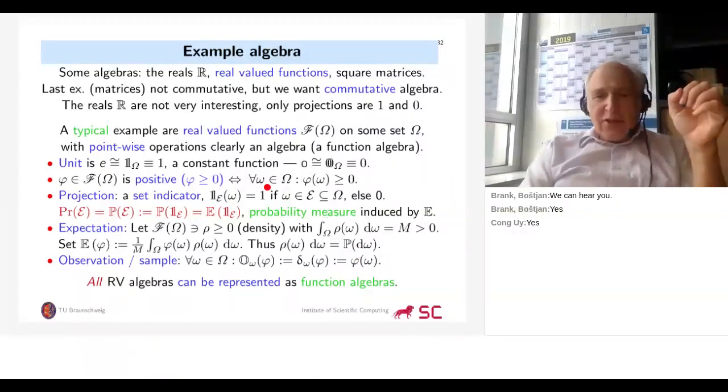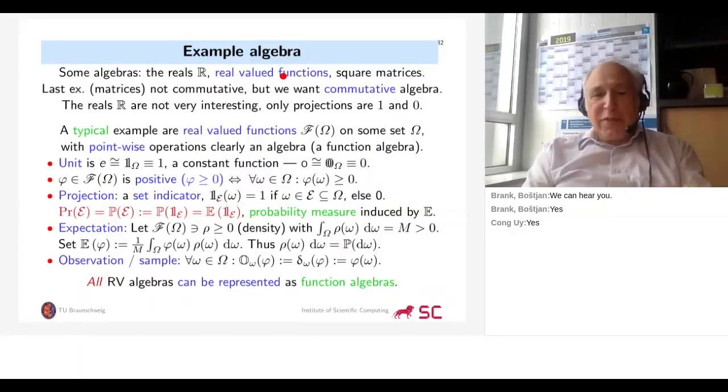Good. So, just a few examples of algebras. The real numbers are an algebra like that. Another important one, which is the background for all this, is the algebra of real valued functions. If you take real valued functions on some set, then the pointwise sum of two of them is again a real valued function.